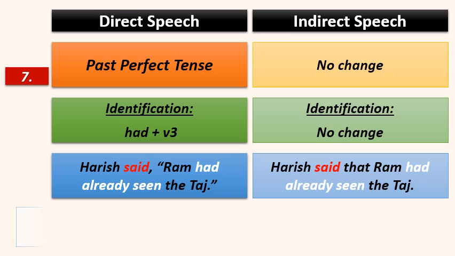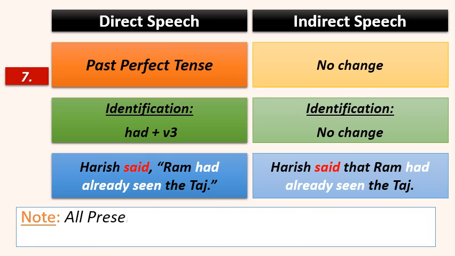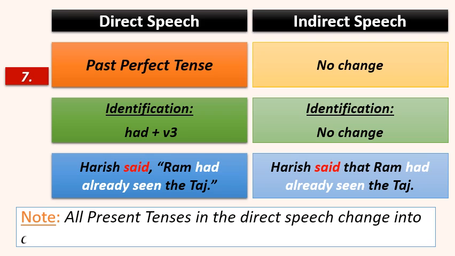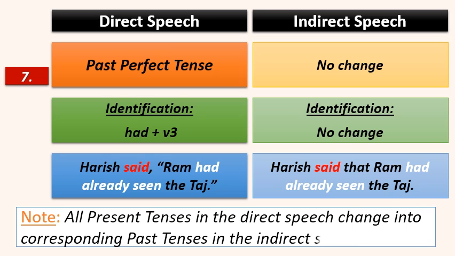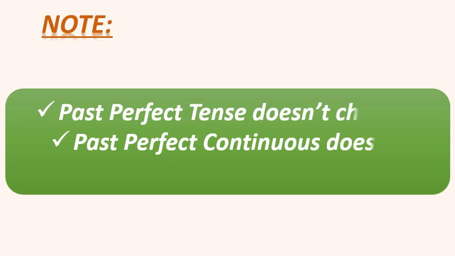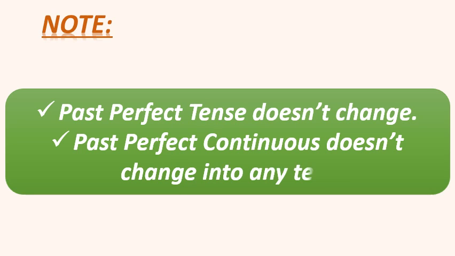Fine. So note one thing, all present tenses in the direct speech change into corresponding past tenses in the indirect speech. Students, note one thing, that past perfect tense does not change. Past perfect continuous tense does not change into any tense. They remain the same.